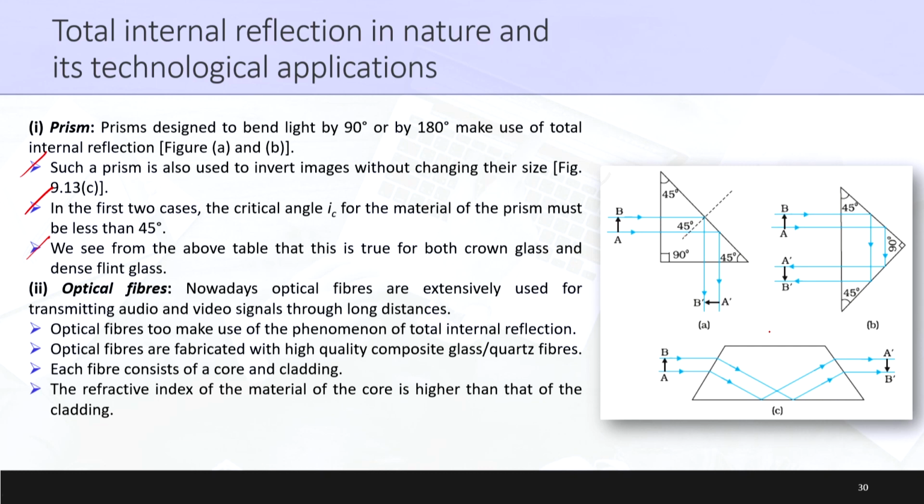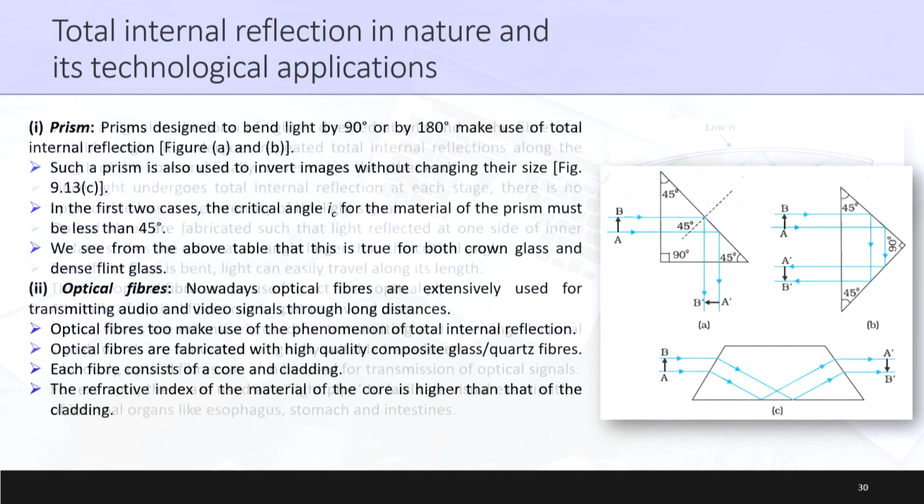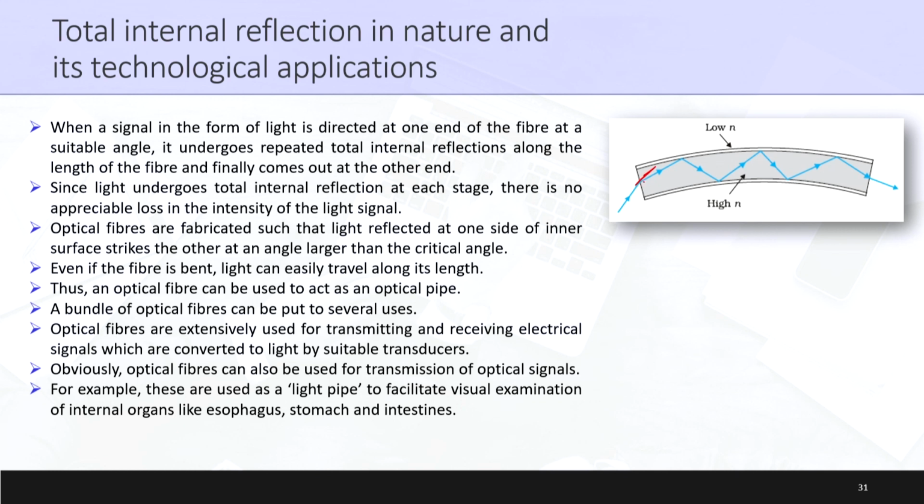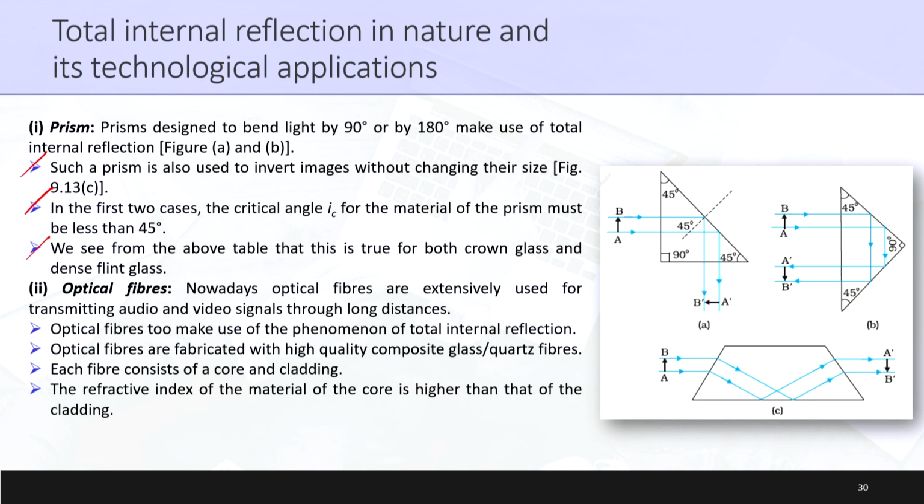Each fiber consists of a core and a cladding. So, what is a core, what is a cladding? Basically, this is the core and this is the cladding. The refractive index of the material of the core is higher than that of the cladding, quite evident, denser medium and rarer medium. So, this is happening here, and due to this total internal reflection occurs.